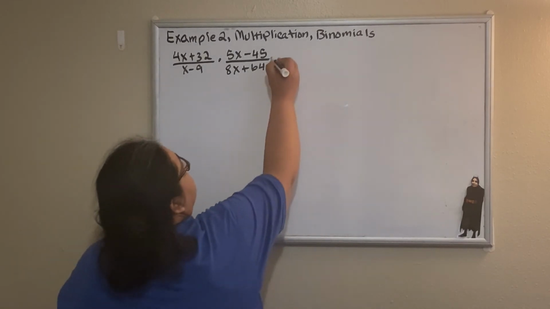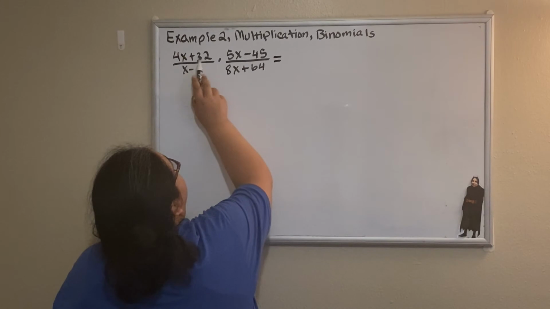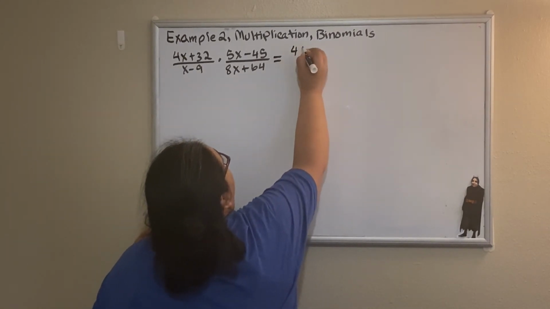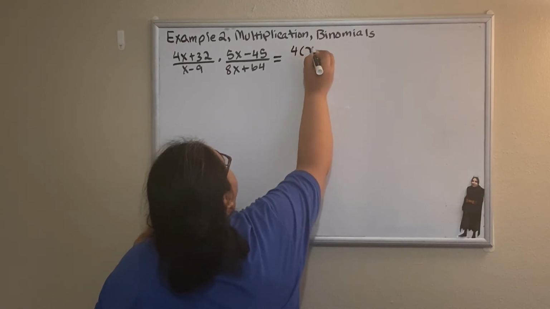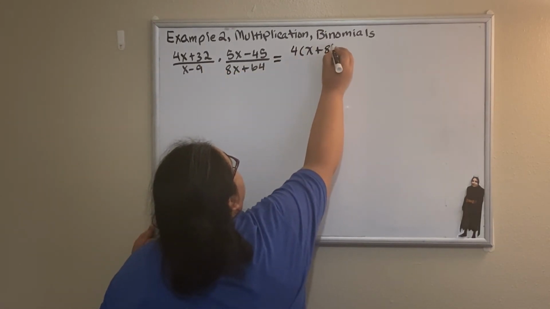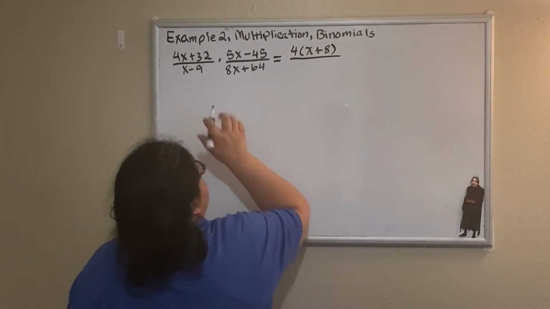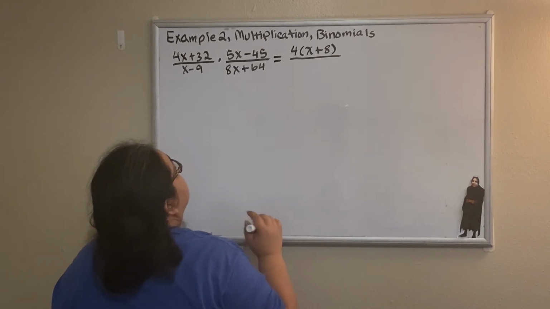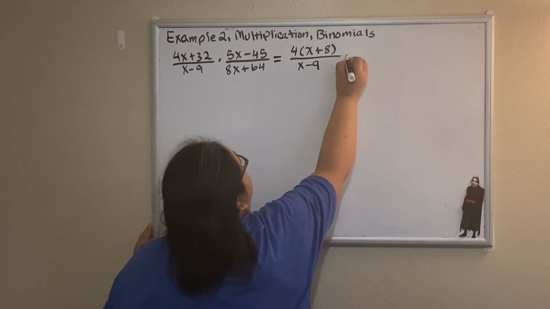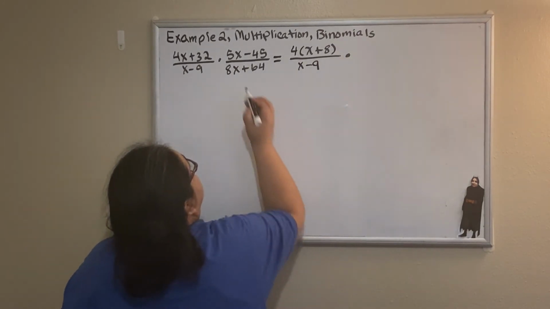So we're going to rewrite everything and we're going to factor it as we go. I can factor out a 4 from 4 and 32. So we're going to factor out 4, parentheses. That's going to leave us with x plus 32 divided by 4 is 8. So we have 4 times x plus 8. In the denominator, x minus 9. There's nothing to factor there, so we're just going to rewrite x minus 9. So now we put our times, and then we're going to write our second rational expression.